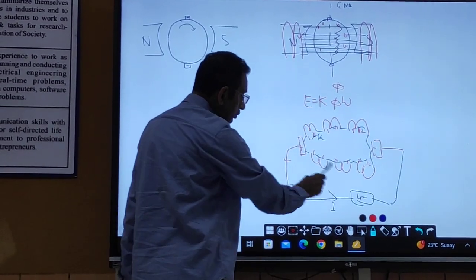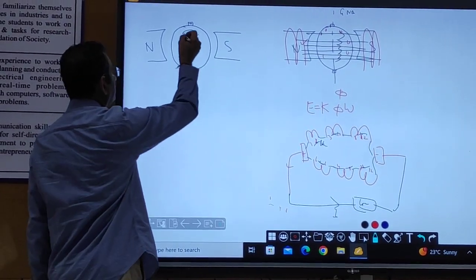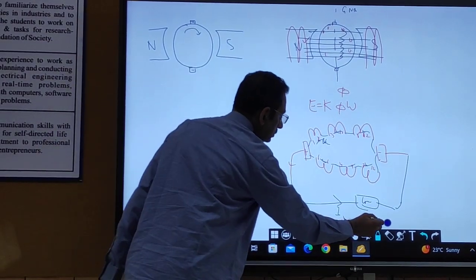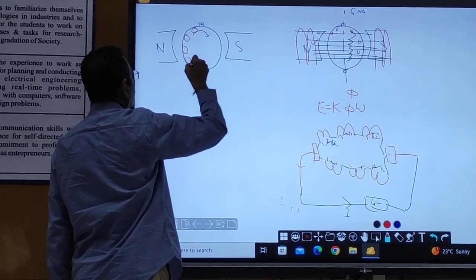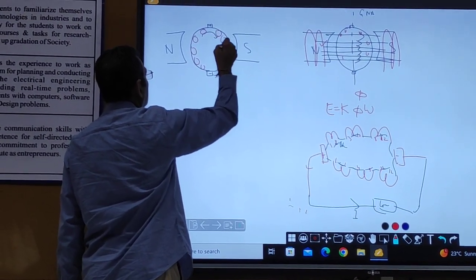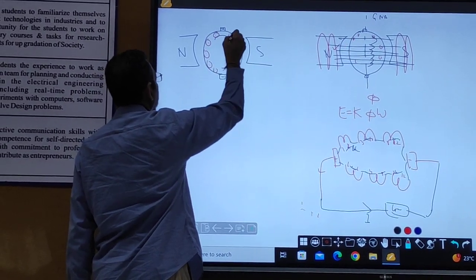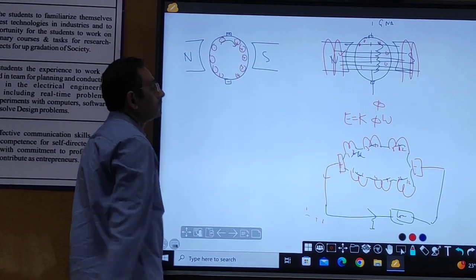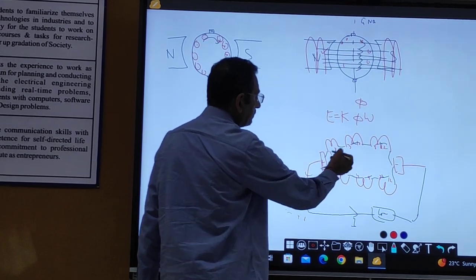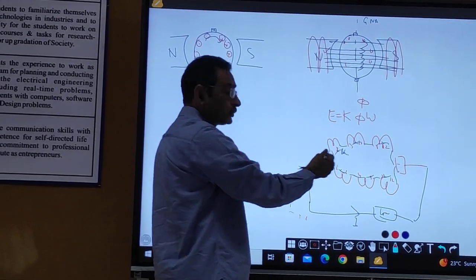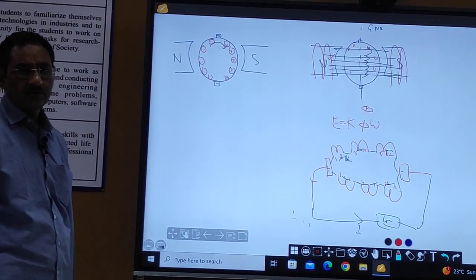Now, when you connect the load here, current flows into the armature also. Inside this, there are conductors. These are the slots in the rotor, and these are the conductors. Now when the load is connected, say the total current is I, then I by 2 current will flow in each turn, in each coil side, in case of a wave winding.